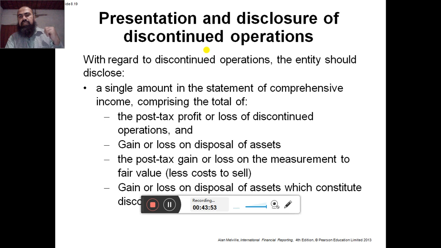ये नहीं है कि जनाब ये जो हमने example जिसके ऊपर मैं बोल रहा हूँ, for example fertilizer divisions, that this is the revenue of the fertilizer division, this is the cost of goods sold, this is the gross profit, then so on. No, there should be only one single amount in the statement of comprehensive income comprising the total of the post tax profit or loss of discontinued operations.